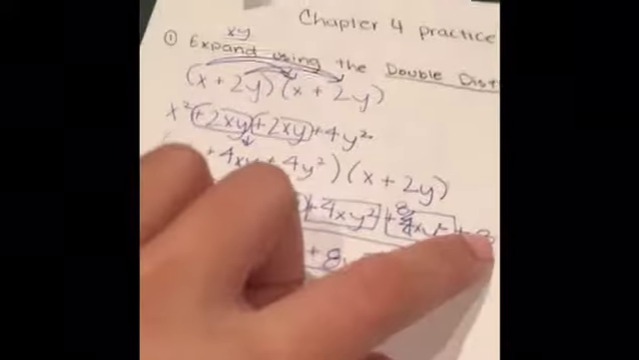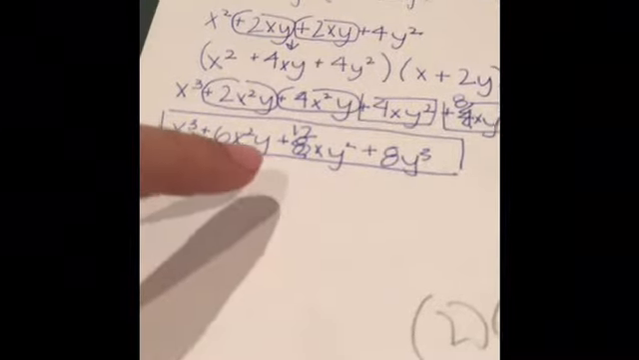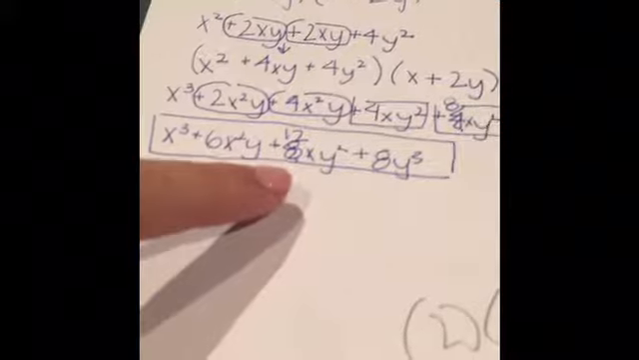You still have the third one, so you multiply that by x plus 2y. Then you have to do the same thing: you distribute the x to every term and you distribute the 2y to every term. Then you combine like terms, and you're gonna end up with x to the third plus 6x to the second y plus 12xy to the second plus 8y to the third.